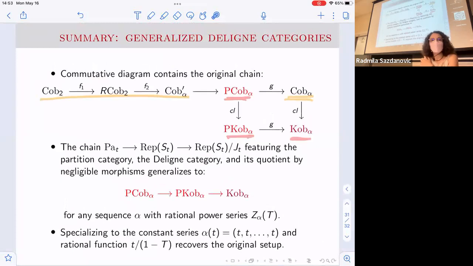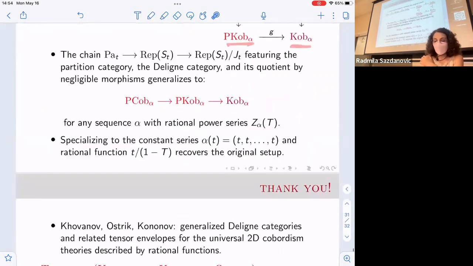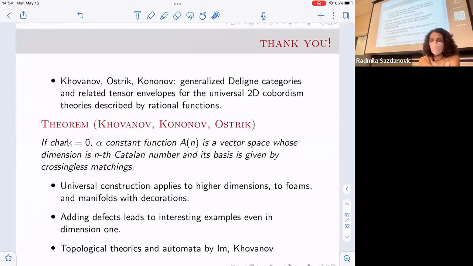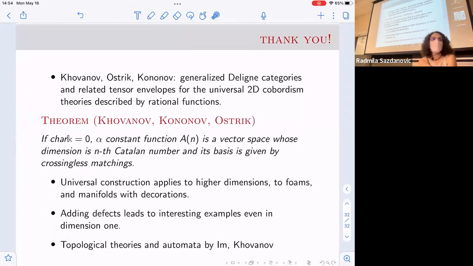And then again, last but not least, I'm sure I've said it at least 5 times so far, but if we stick to constant series, that of course corresponds to this rational function, we recover the original setup of the partition category and the Deligne category. Okay, so that's it.